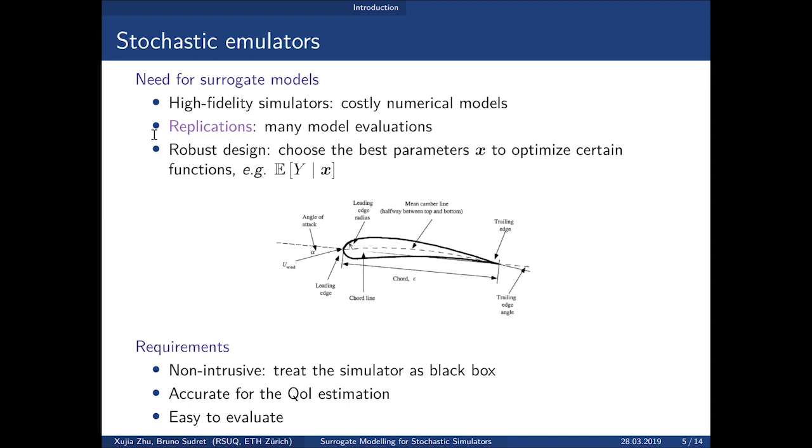In order to alleviate the burden, we propose using a surrogate model which mimics the original computational model. We want the surrogate model to be non-intrusive so that we can treat the simulator as a black box without entering into the complex code. The surrogate model should, of course, be accurate for the quantity of interest estimation. Last but not least, the surrogate model should be easy to evaluate. Otherwise, if it is as costly as the original physical model, there's no benefit to use such a surrogate. In this study, we are interested in surrogating the response probability density function of stochastic simulators.